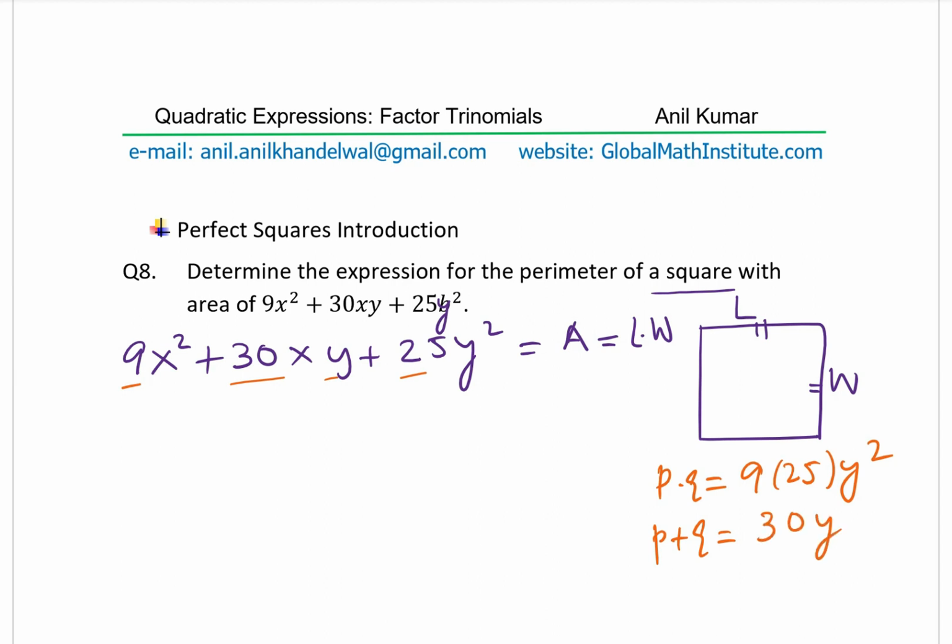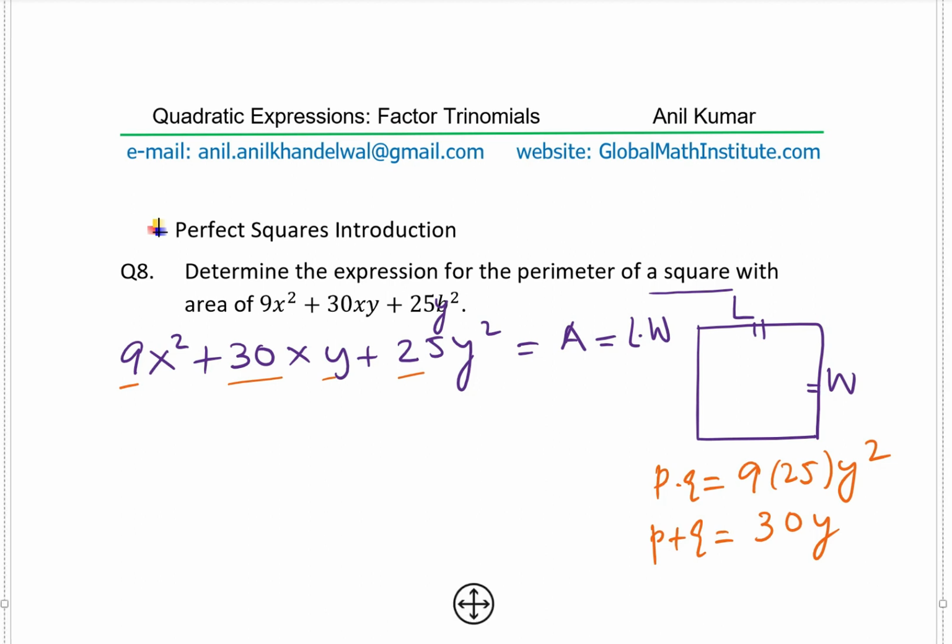Now, what numbers could you really get to get 30 as the sum? Well, here is a neat technique to do with bigger numbers. Let me write down here 9 times 25. Let's look into the factors. 25 factors are 5 and 5. 9 factors are 3 and 3.